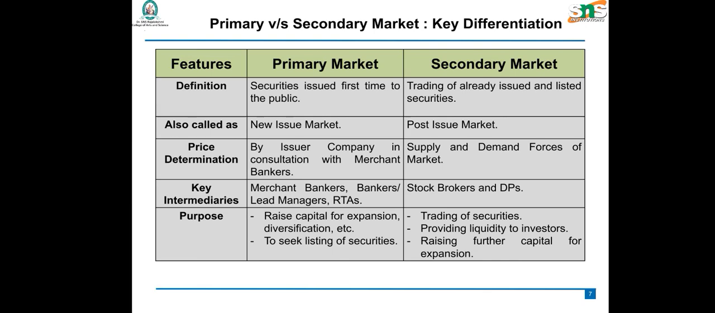Key intermediaries in the primary market are merchant bankers, lead managers, etc. In the secondary market, they are stockbrokers and DPs, depository participants. The purpose of the primary market is raising capital for expansion, diversification, etc., and to seek listing of securities. The purpose of the secondary market is trading of securities. Whoever wants to buy securities in the secondary market can buy and sell shares, providing liquidity to the investors. Any number of shares can be bought and sold, and further capital can be raised for expansion. These are the purposes of the secondary market.